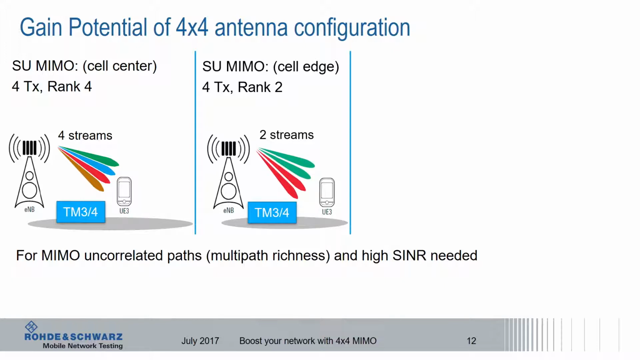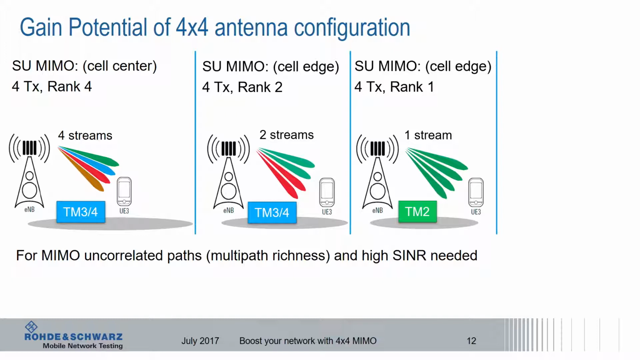If we are moving with the UE further out, we can use 4 transmit rank 2. That means we are using 2 streams now here. We only see 2 colors, green and red. 2 streams. So these 2 streams are transmitted by 2 antennas each. This gives a gain of 2.